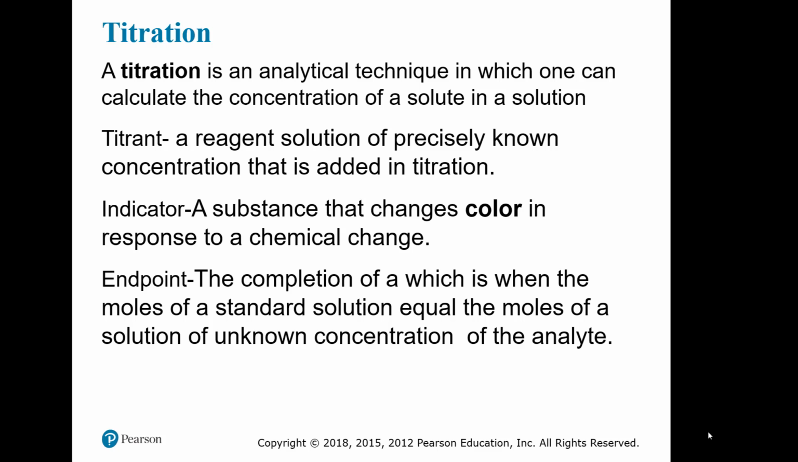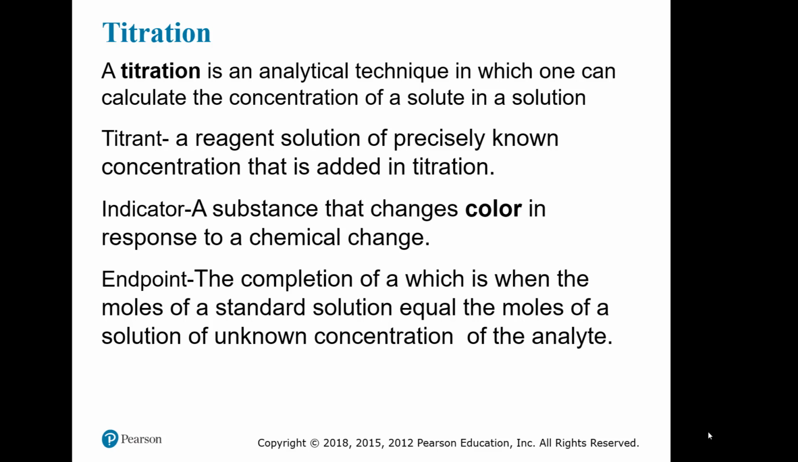Now, the endpoint is an indicator of the completion of the titration. And this is detected by some type of physical change produced by the solution, for example, a color change. The endpoint typically comes straight after the equivalence point, which is when the moles of a standard solution, your titrant, is equal to the moles of a solution of the unknown concentration. This is your analyte. So the ideal point for the completion of a titration. In a perfect titration, the endpoint and the equivalence point are identical.